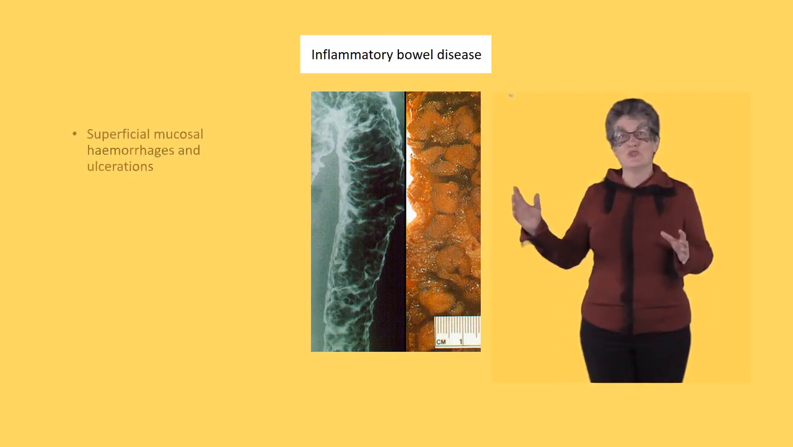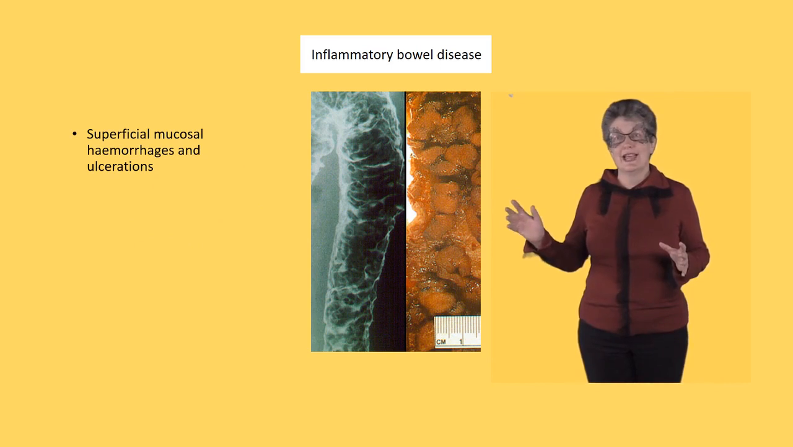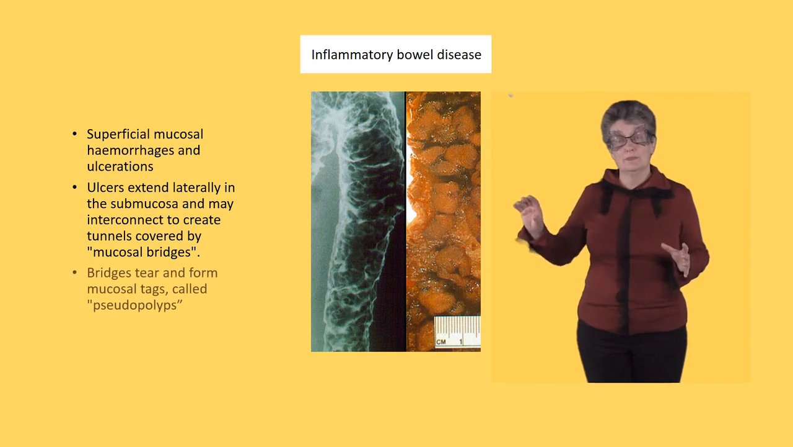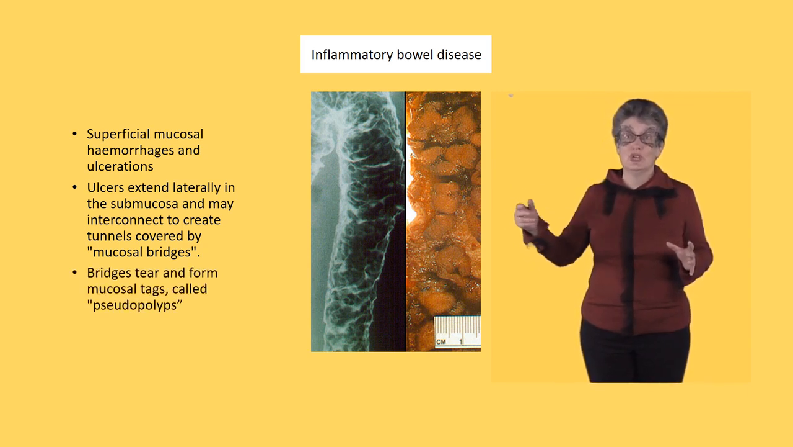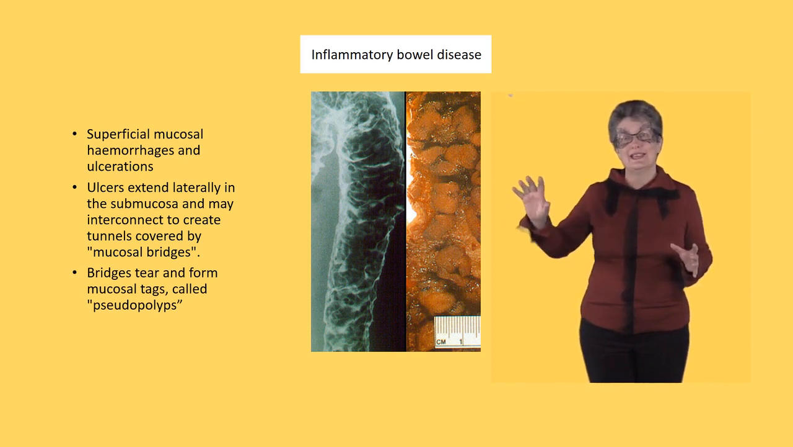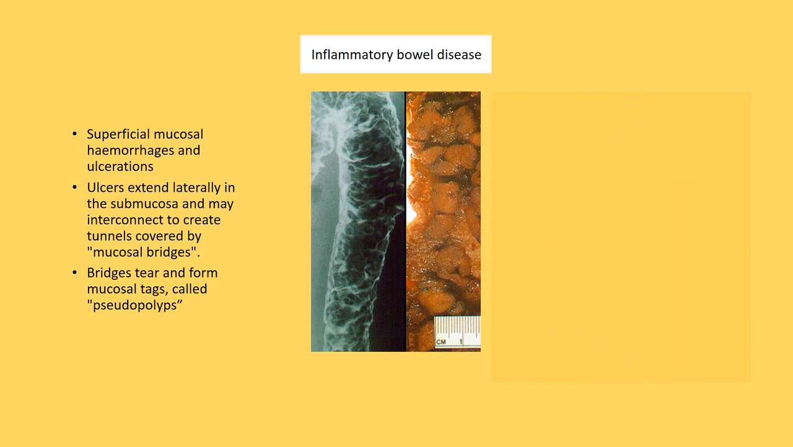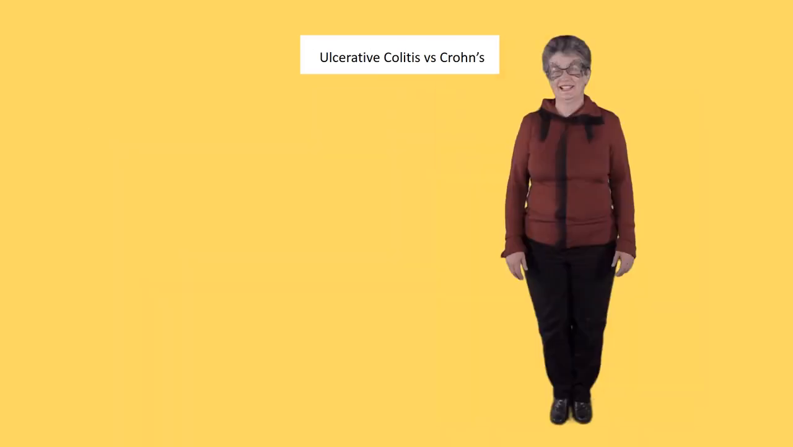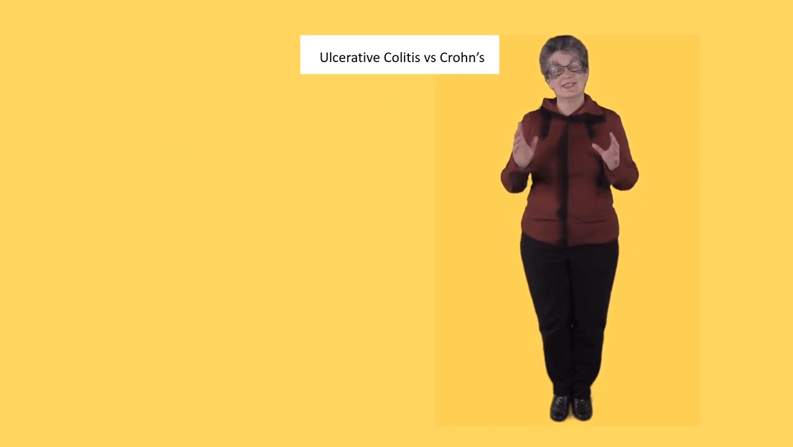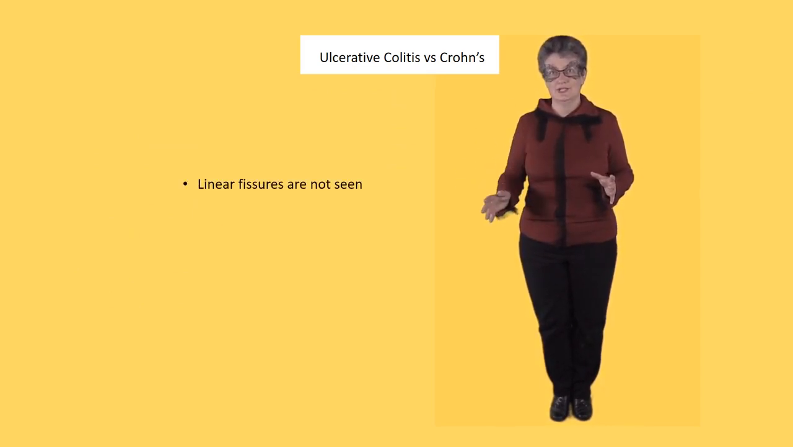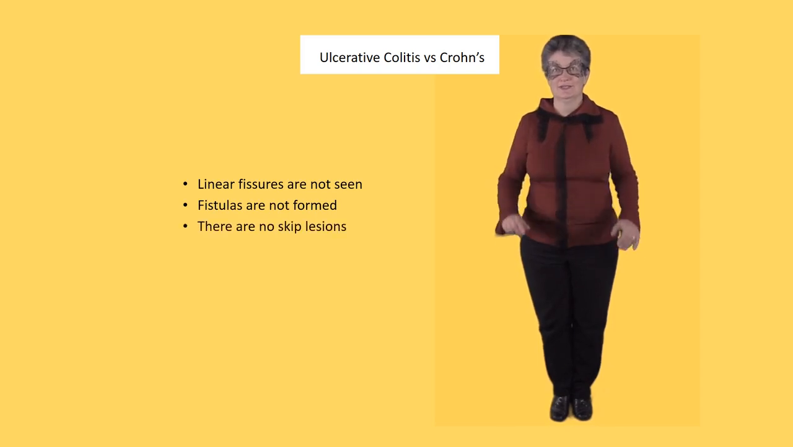The radiograph on the right illustrates the findings that we could see in ulcerative colitis. We get little polyps of residual mucosa left due to the superficial ulceration, and this gives this curious interconnected pattern that we can see on radiology. So in summary, these are the features that ulcerative colitis lacks compared to Crohn's disease. There are no linear fissures, there are no fistulas, and there are no skip lesions.